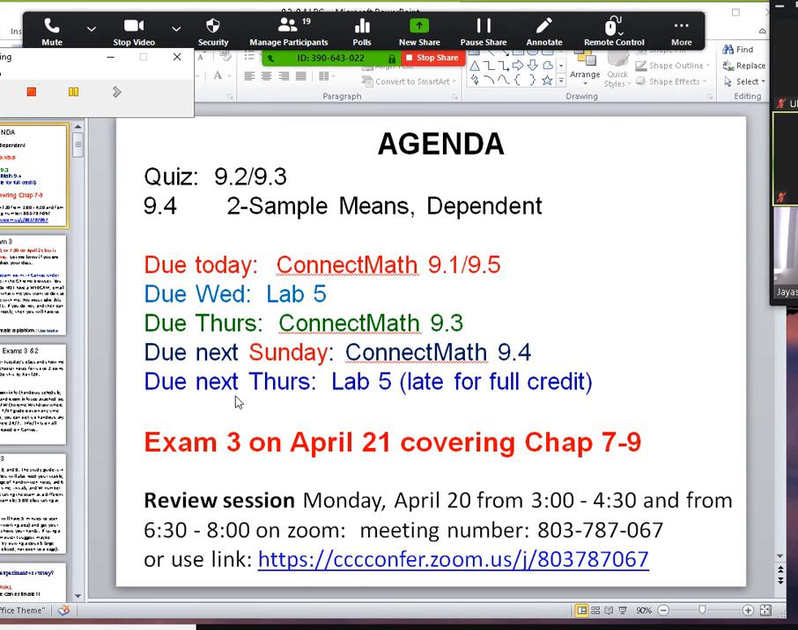And then next Thursday, after the exam, you can do Lab 5 late for full credit. You can turn that one in if you don't get it in tomorrow. Okay, so exam 3 is on April 21st, covering chapters 7 through 9.